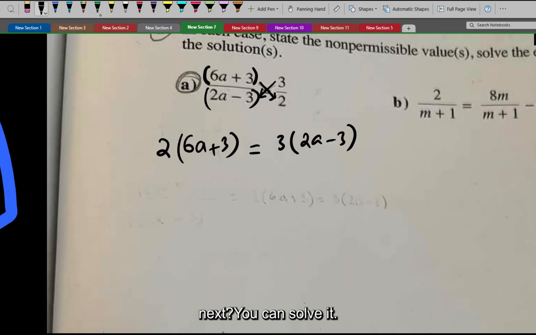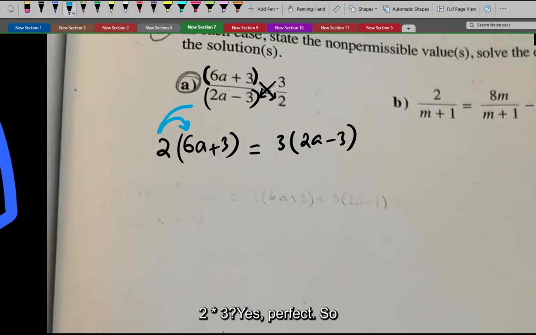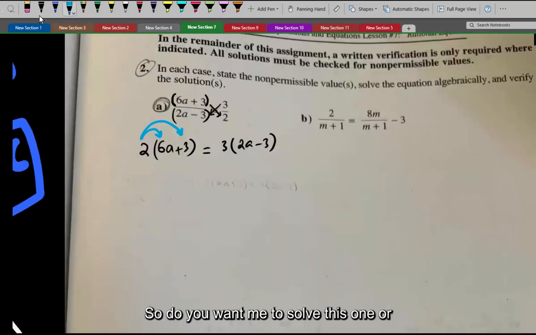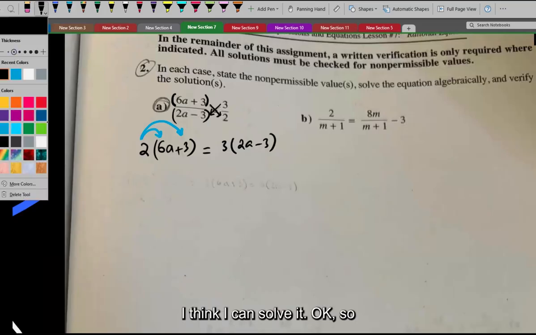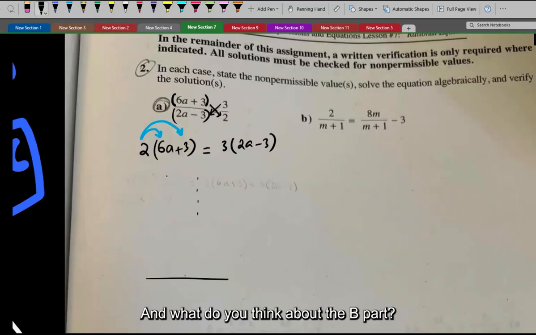What do you think next? You can solve it? Would it be like 2 times 6a and then 2 times 3? Yes, perfect. So distributive property. Do you want me to solve this one or you can solve it yourself? I think I can solve it. Okay. So I'm just gonna leave it here. And what do you think about the B part?